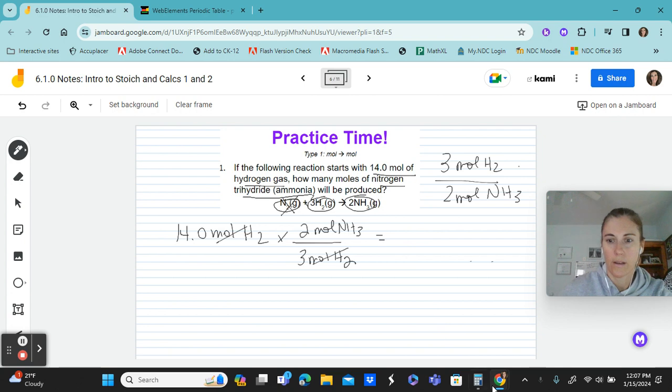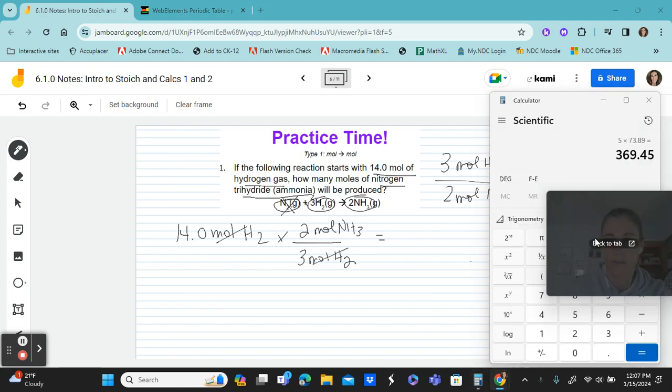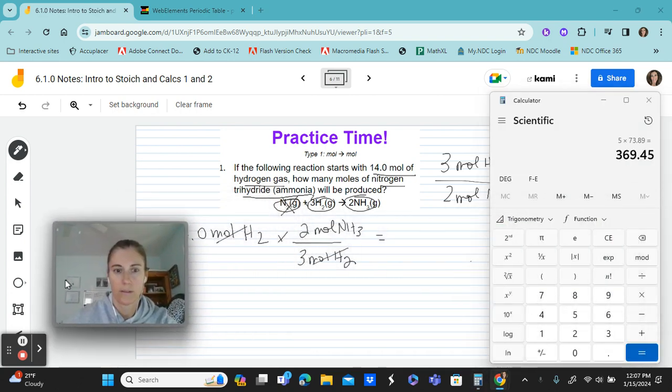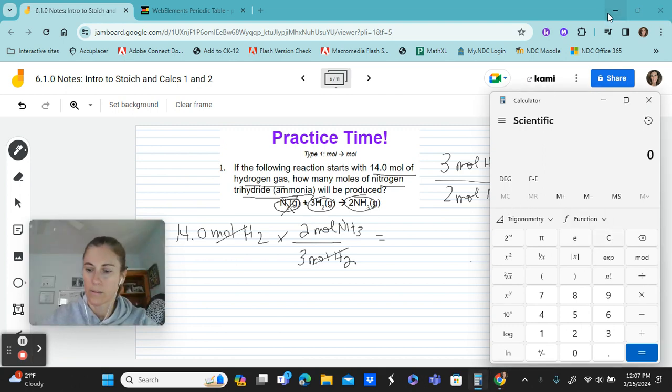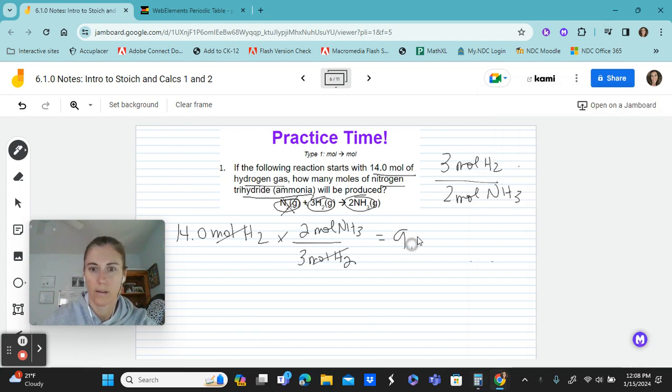Okay, so in our calculator, we will type in 14 times 2 divided by 3, and you get 9.33 moles of ammonia. And that is it.